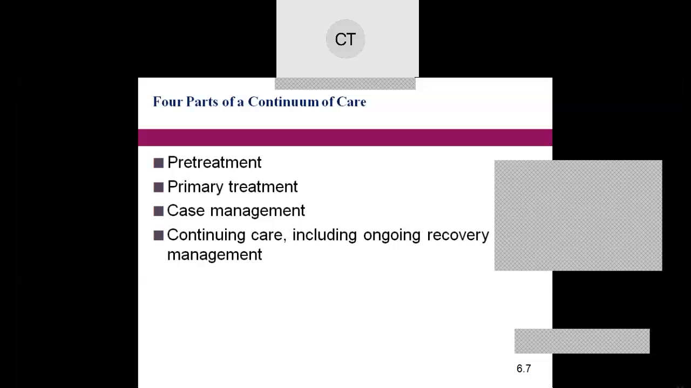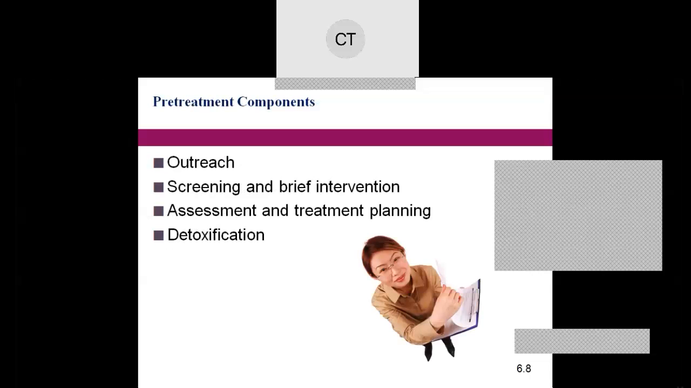We started discussing it in the previous module. Here we will be discussing it in detail. And as you know, we have a whole curriculum on case management in the advanced universal treatment curriculum. So what are the pre-treatment components? Outreach, screening and brief intervention, assessment and treatment planning, detoxification.